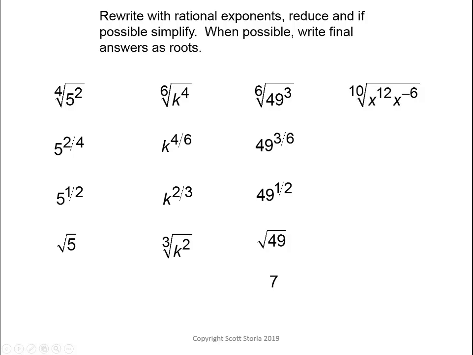Try this one. Here, it's important to notice that in the radicand we have two bases that are the same, and we also have a product. By order of operations, I would begin in the radicand, and by the product property, I would keep the common base and add the exponents. 12 plus -6 would just be 6. Next, I would rewrite this in exponential form and then reduce the common factor of 2. And last, I would rewrite back as a root, that is the 5th root of x cubed.